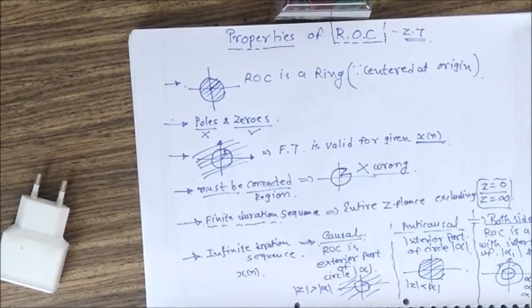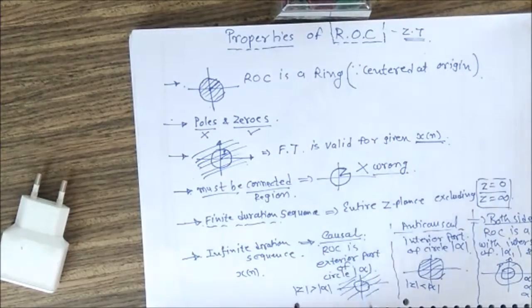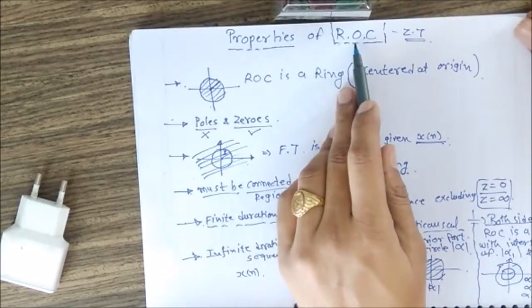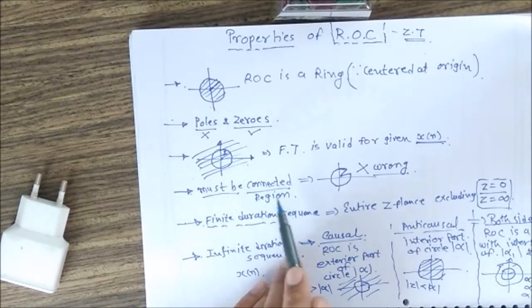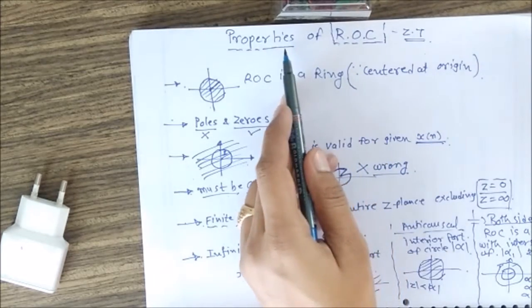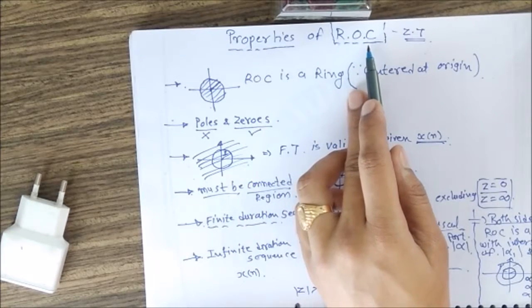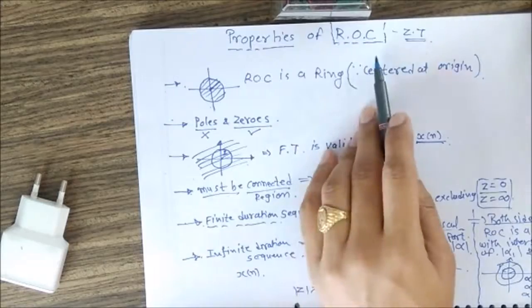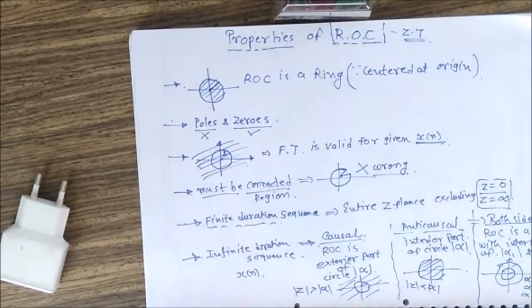So it is all about properties of ROC, and now we will see in the next lecture the importance of ROC in our examples of Z transform. We will see the examples on Z transform by including the region of convergence, and what is the significance of ROC will show on the examples of Z transform.